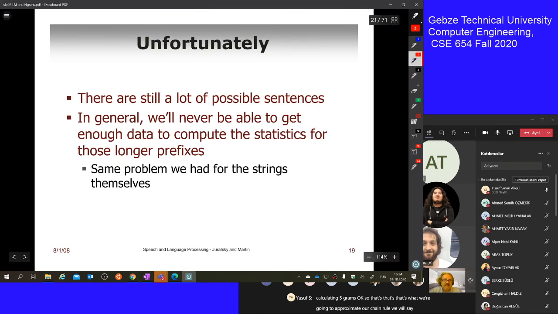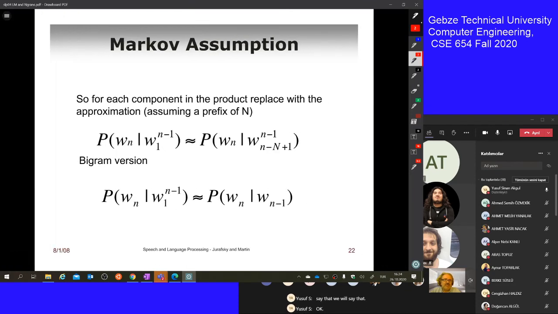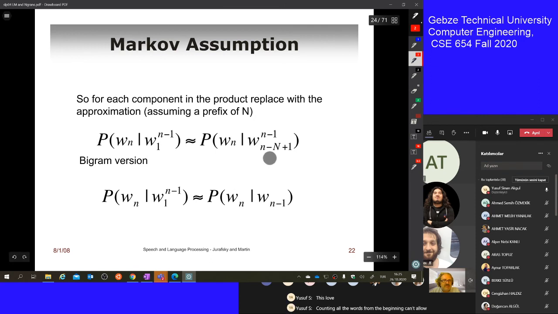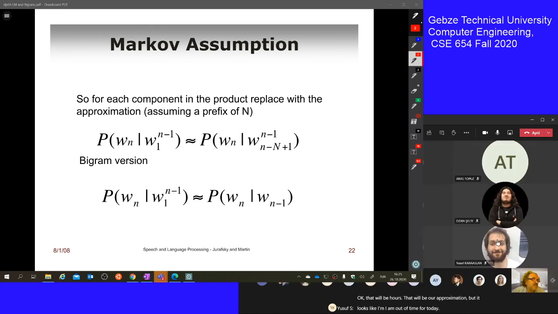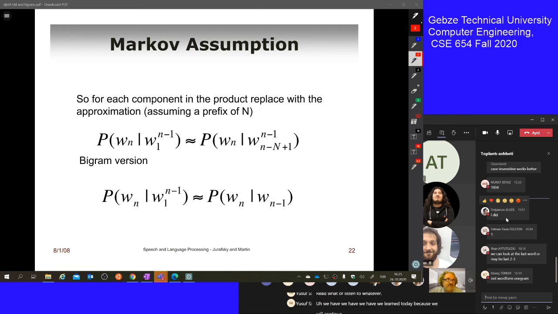We will say that our conditional probability is almost the same as this one: instead of counting all the words from the beginning, count the last N of them, capital N of them. That will be our approximation. But it looks like I am out of time for today. Next week we will start from this position. Please, before coming to class, read or listen to whatever we have learned today, because we will continue from where we left off.